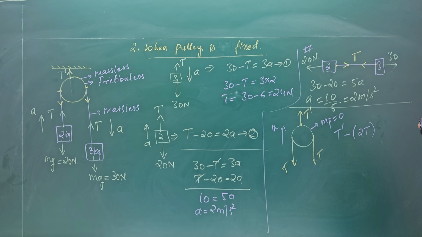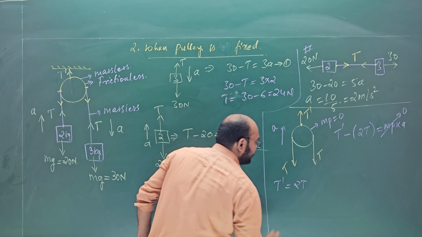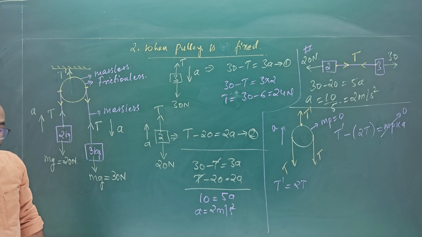Nothing will change. Either the pulley is fixed or the pulley is accelerating, whatever the value is, this is applicable. Now, T dash minus 2T equals mass of pulley into acceleration. Can I say mass of pulley is 0? If mass of pulley is 0, this whole becomes 0. Then can I say that T dash is nothing but 2T?